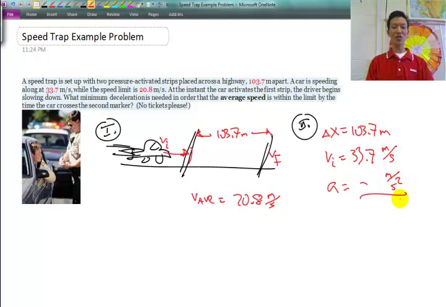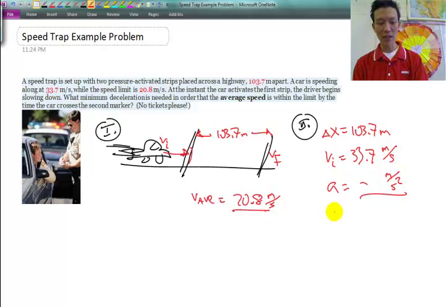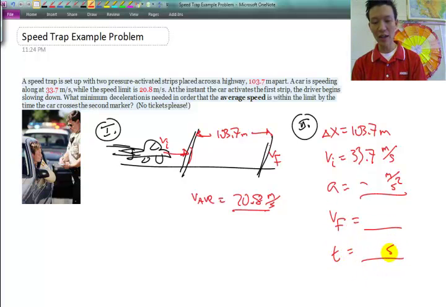And the question is, how much do you have to slow down so that your average speed, that's a hard one, is within the limit by the time the car crosses the second marker there. Okay? So a common mistake was everyone called 20.8 meters per second their final velocity. Speaking of final velocity, that's what we have to find in order to solve this, because we don't know VF and we don't know time.